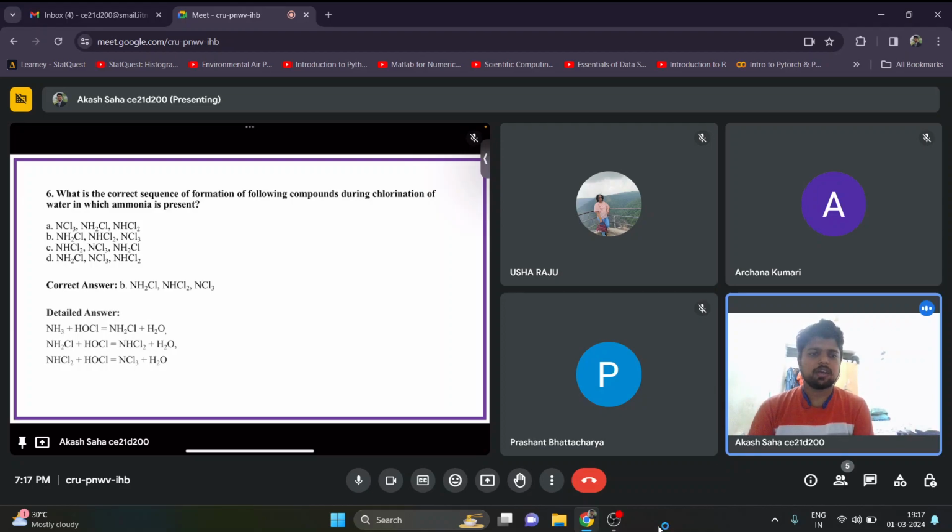So in that way, these compounds during chlorination are formed when ammonia is present. So the presence of ammonia is mandatory. If ammonia is not there, these compounds will not be formed. Definitely, it will be HOCl and OCl minus only.